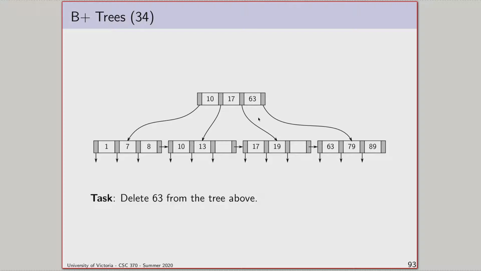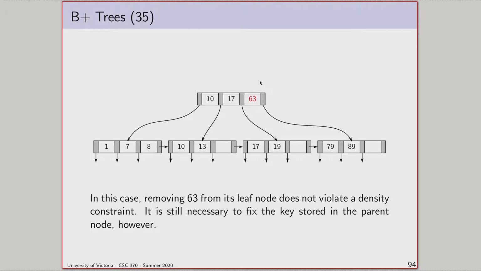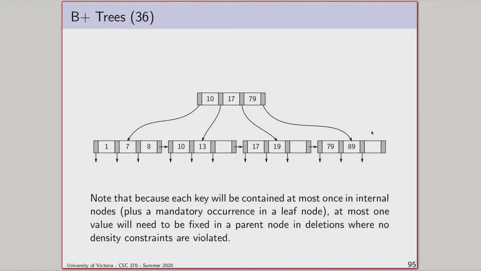All right, let's delete 63. So I go find 63 and I wipe it out. And we might notice here, I don't think I'm violating a density constraint. So here I still have 2 elements in this node, but there is some housekeeping I have to do, which is that if I delete 63, there's a problem happening upstairs, which is that there's still a 63 up there. So I remove 63 from the leaf, and then the leaf looks like this, and then I have to propagate the new lowest value in the leaf, which is 79, up the tree. So it ends up looking like that.